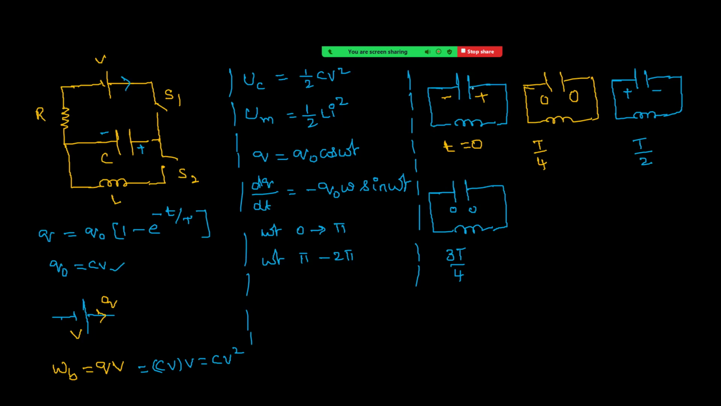See here, capacitor was fully charged, no magnetic potential energy. After 1/4 cycle, no electric potential energy, it is completely magnetic potential energy. Next 1/4, no magnetic potential energy, it is completely electric potential energy. Next 1/4, no electric potential energy, completely magnetic potential energy. And I'm taking the next 1/4 cycle.